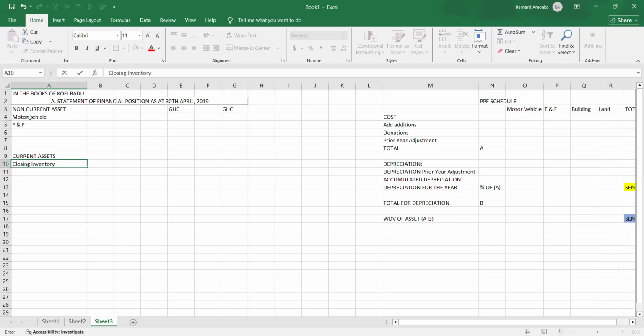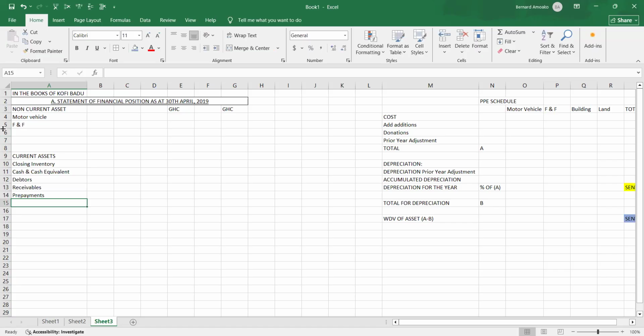Okay. What else again can we find there? Anyone? What else again? Closing inventory, cash and what? Bank or cash and cash equivalent? Bank. Cash and cash equivalent. Someone wanted to mention something. Mention it. Receivables, debtors. Prepaid. Prepayment is prepaid.